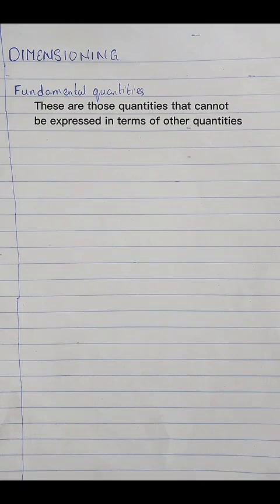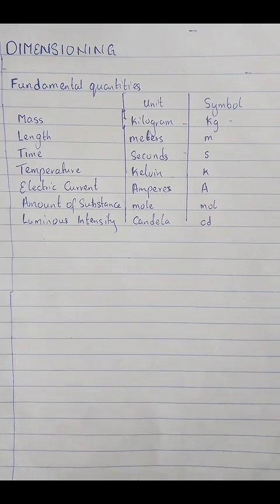Note this also. We have 7 fundamental quantities. We have mass, length, time, temperature, electric current, amount of substance, and luminous intensity. So these are the 7 fundamental quantities we have, their units and their symbols.